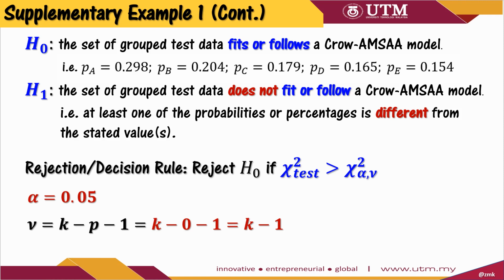Now, what is the value of k? We cannot simply say k is 5 just because we have 5 intervals A, B, C, D, and E. We can only know for certain what the value of k is after we check and make sure that the expected value for all classes are at least 5. So, we need to calculate the expected values first, which are shown in the following slide.